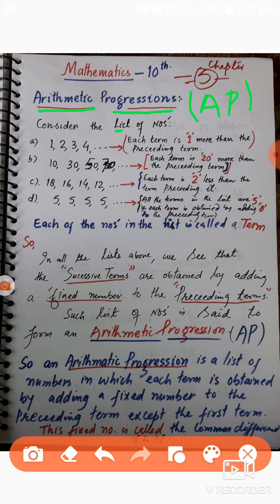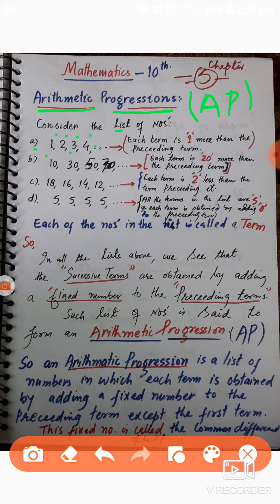That is, one of the lists is this: 1, 2, 3, 4 and so on. In this list we see that there are numbers. Each number we will call a term. Here the first one is the first term, two is the second, three is the third term, and fourth, and so on. So each number is a term.